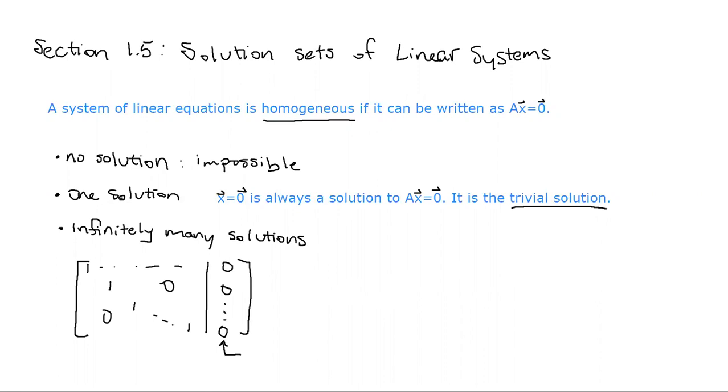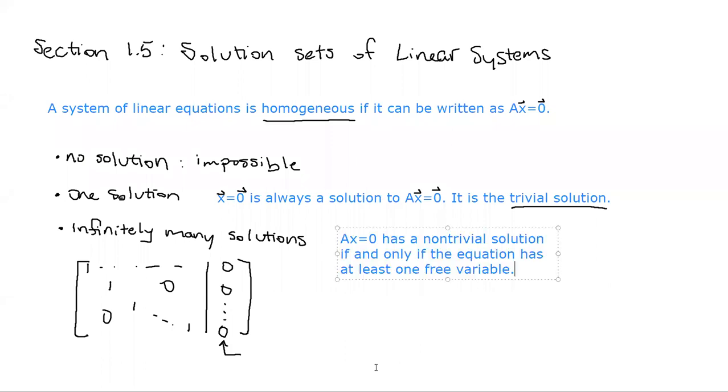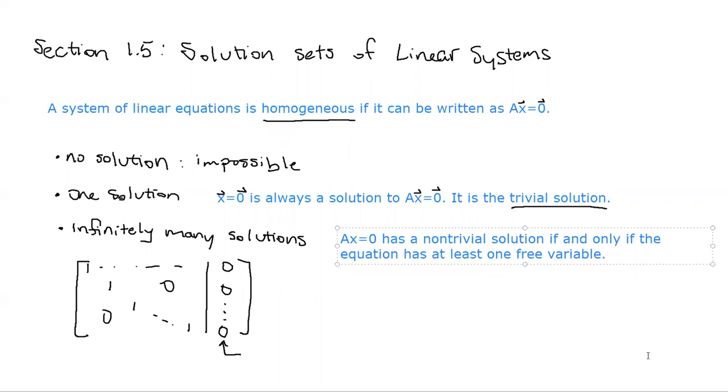So let's go ahead and write that up. If we have infinitely many solutions, then we must have a free variable, and that's the only way to get a non-trivial solution. All right.